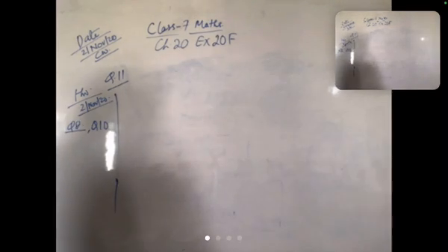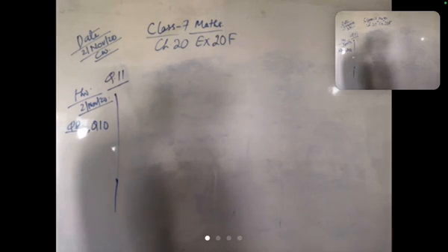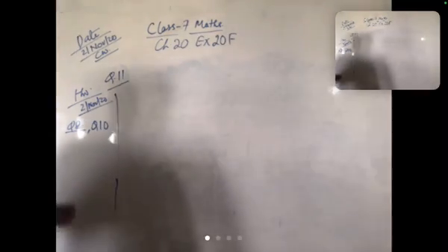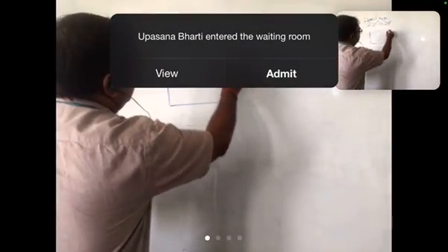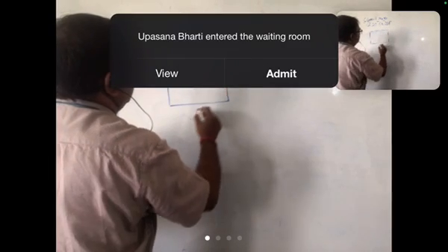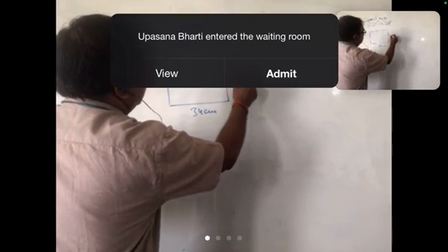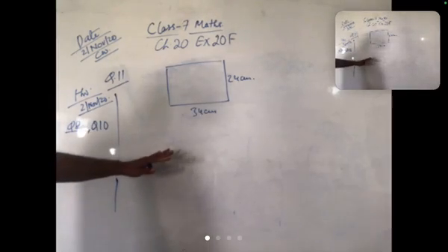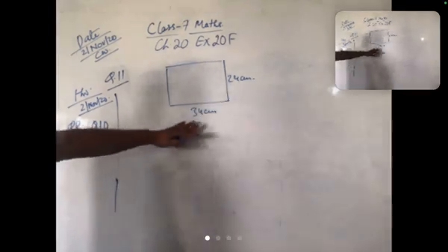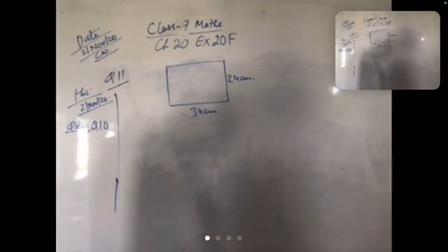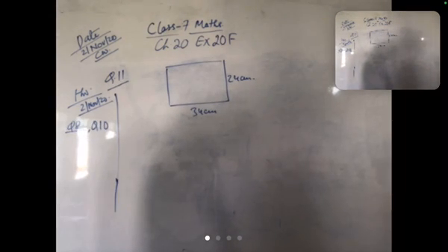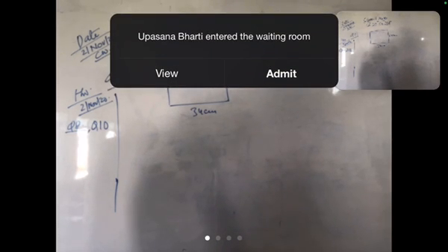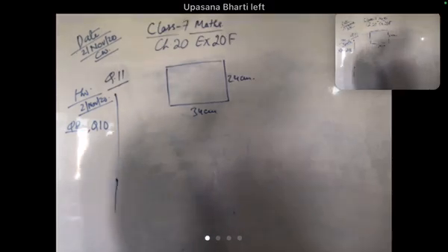A rectangular sheet is 34 centimeter by 24 centimeter. From it, 64 circular buttons, each of diameter 3.5 centimeter, have been cut out. Find the area of the remaining sheet. So there is an acrylic sheet, and the dimensions are 34 and 24, and 64 circular buttons, each of this diameter, have been cut out. Find the area of the remaining sheet.